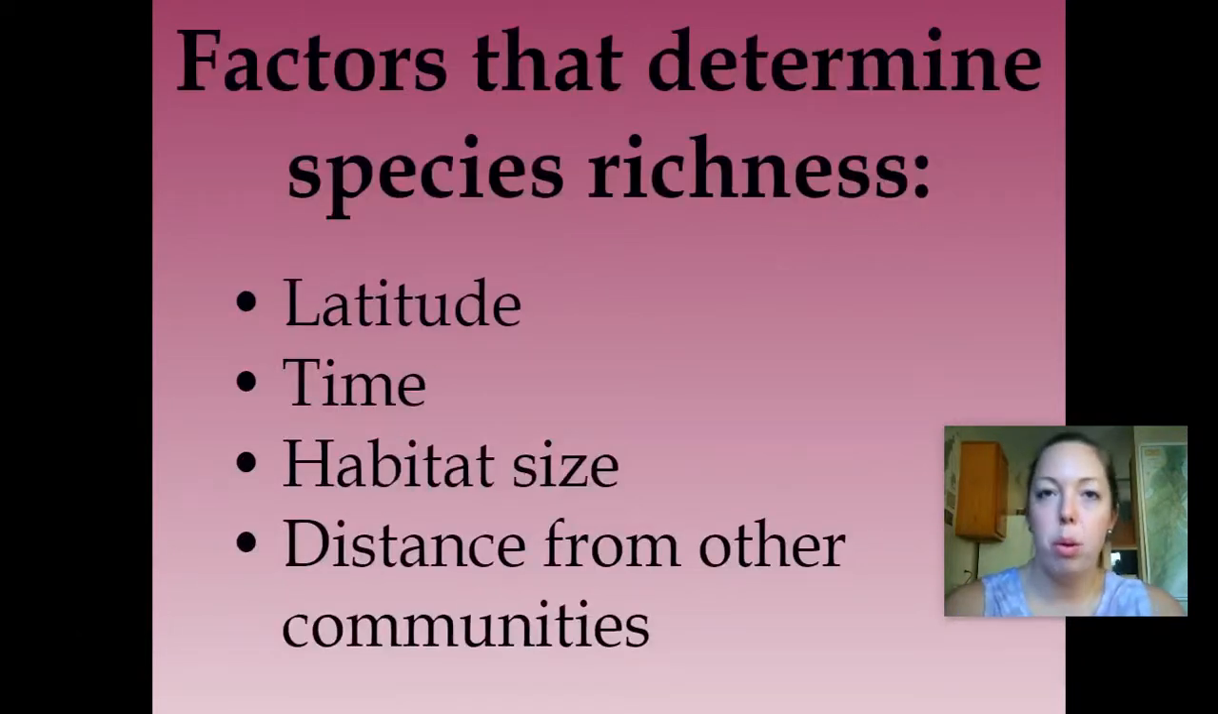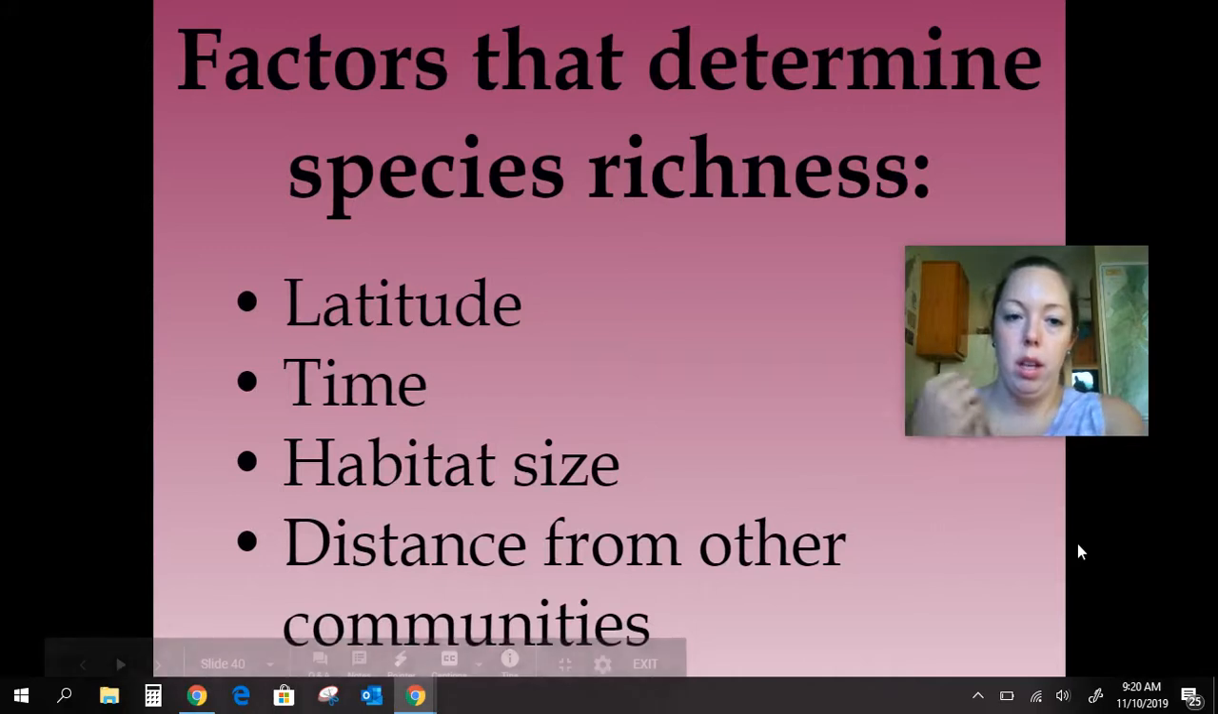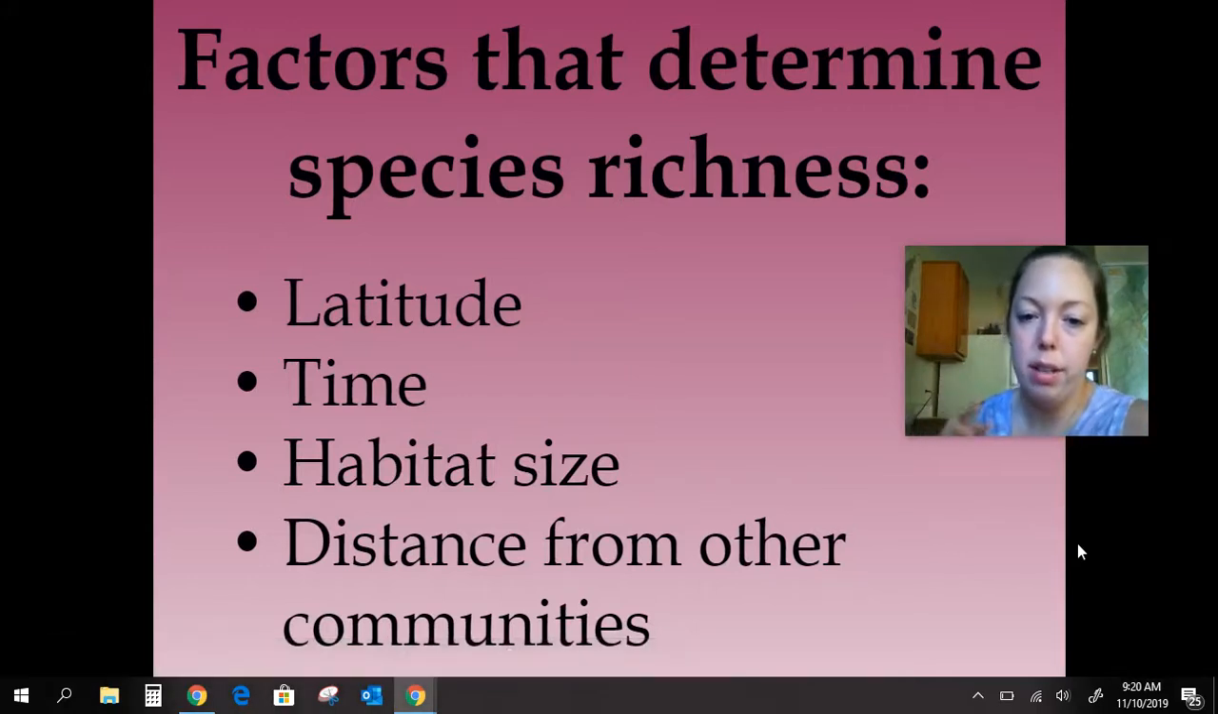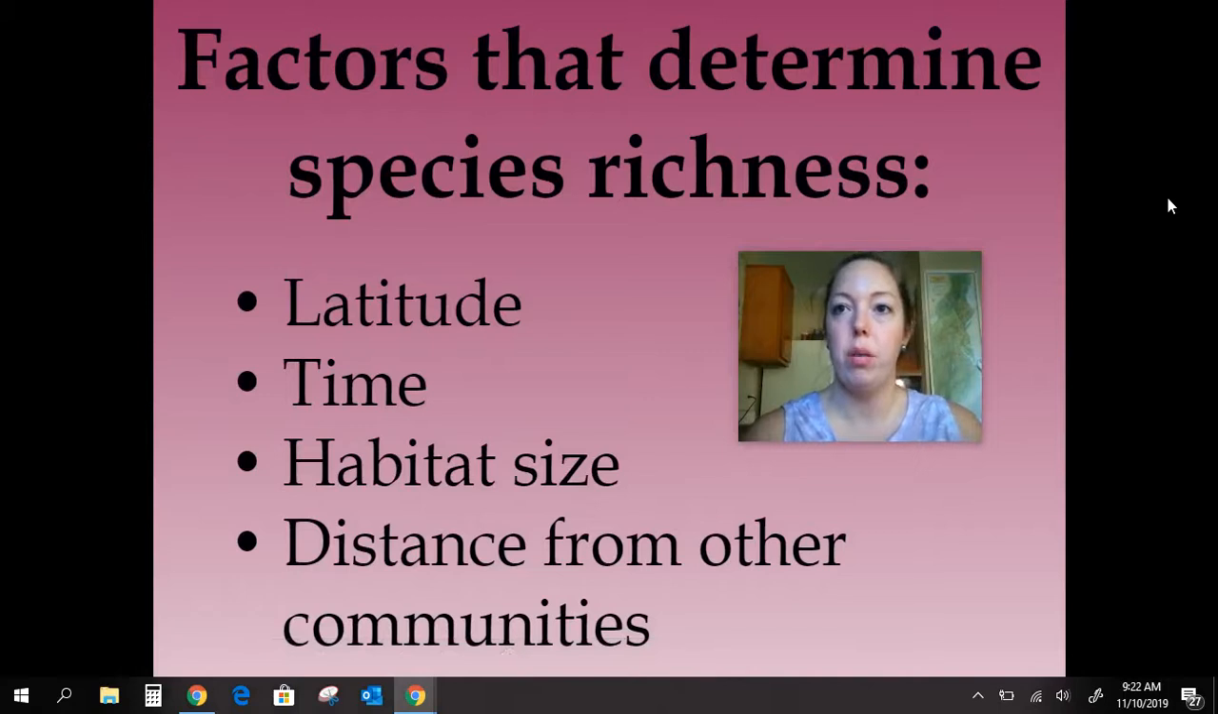The relative importance of these 3 processes varies from region to region, and it's influenced by these 4 factors, okay? Latitude, time, habitat size, and distance from other communities. So let's talk about these real quick. If we're talking about latitude, as we move from the equator towards the North or South Pole, the number of species goes down. For example, the southern latitudes of the United States have more than 12,000 species of plants.